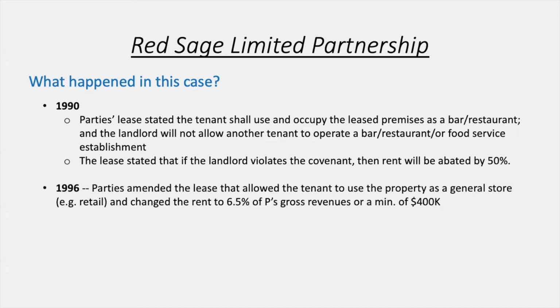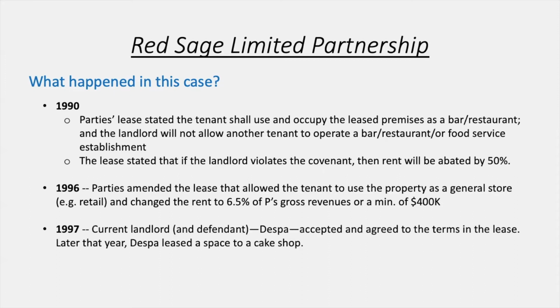In 1996, the parties amended the lease that allowed the tenant to use the property as a general store and changed the rent to 6.5% of P's gross revenues or a minimum of $400K. If the exclusive use covenant was violated, this would mean half of 400K would be 200K. So the rent would now change to a minimum of 200K.